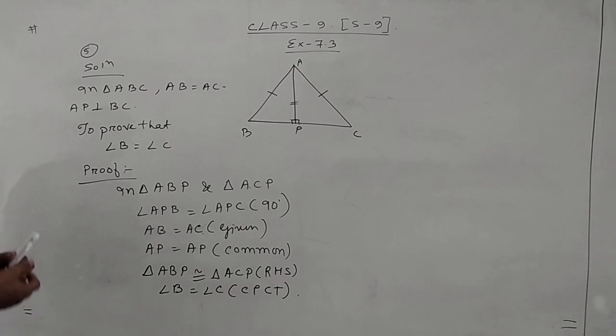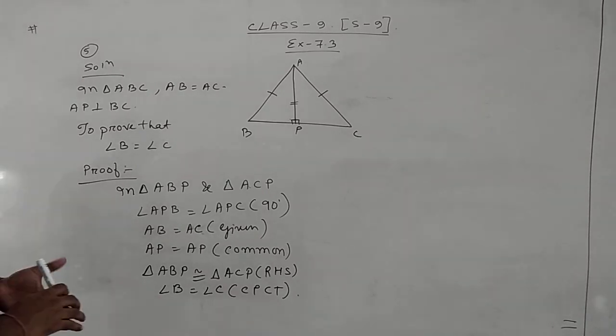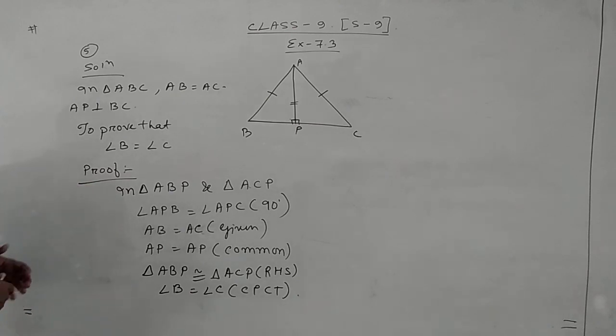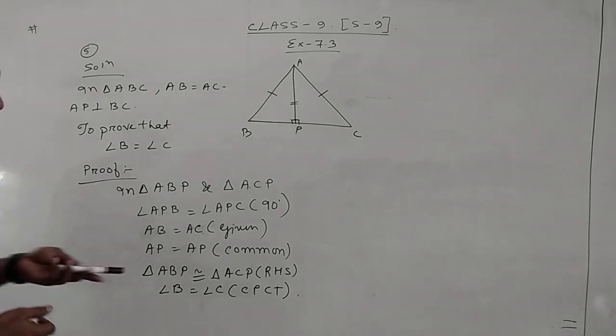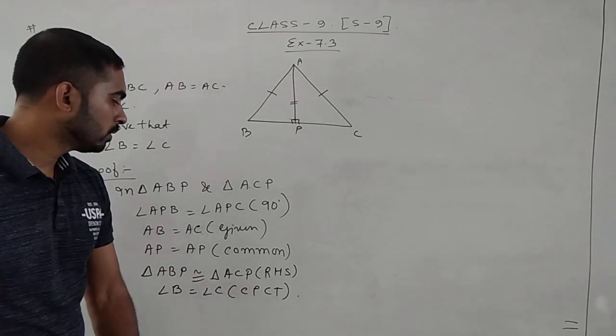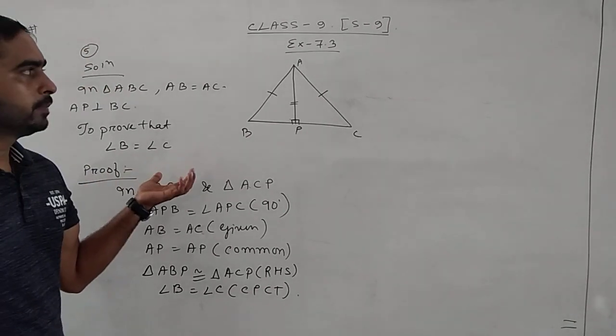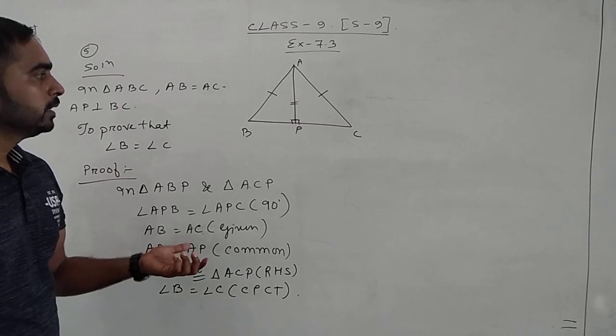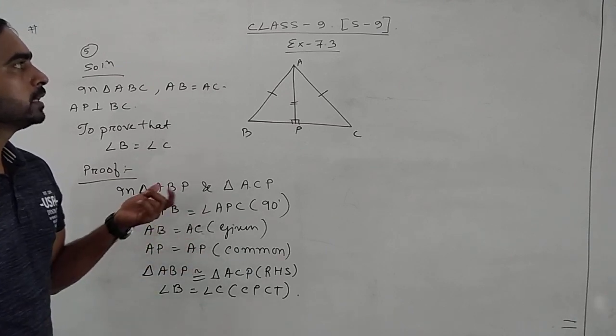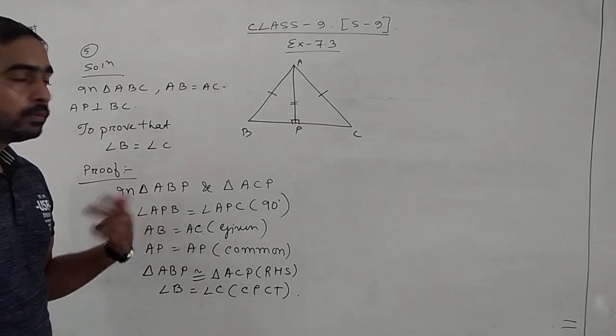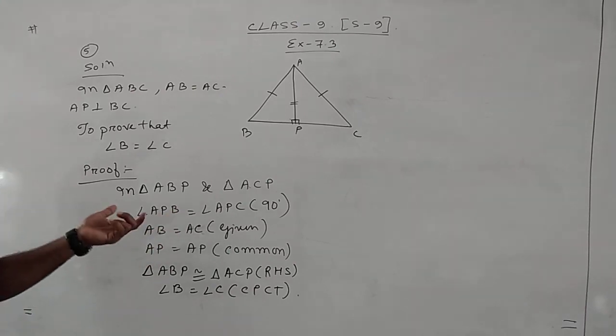In this chapter, we have to use the congruency rule, and then we will get the CPCT. CPCT means corresponding parts of congruent triangles. So 7.1, 7.2, 7.3 are done. In the next class, we'll start 7.4. Before that, we'll discuss a theorem.